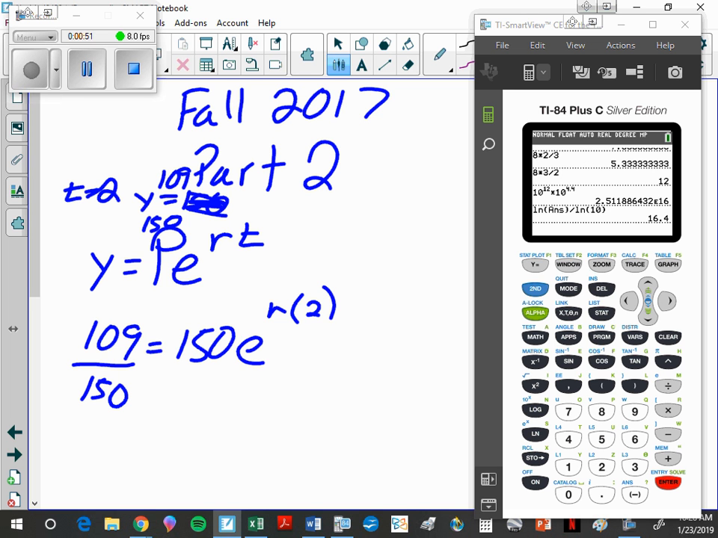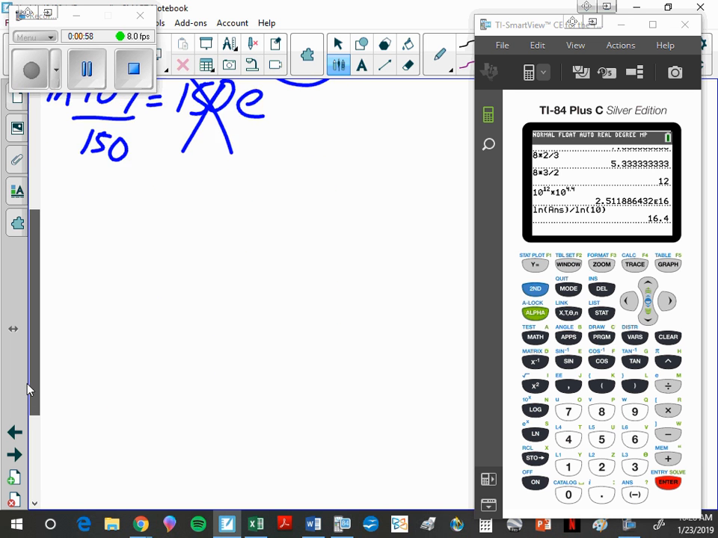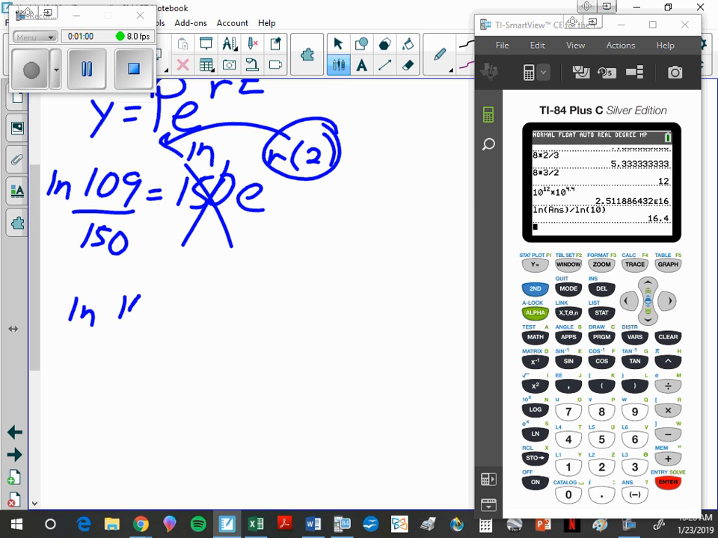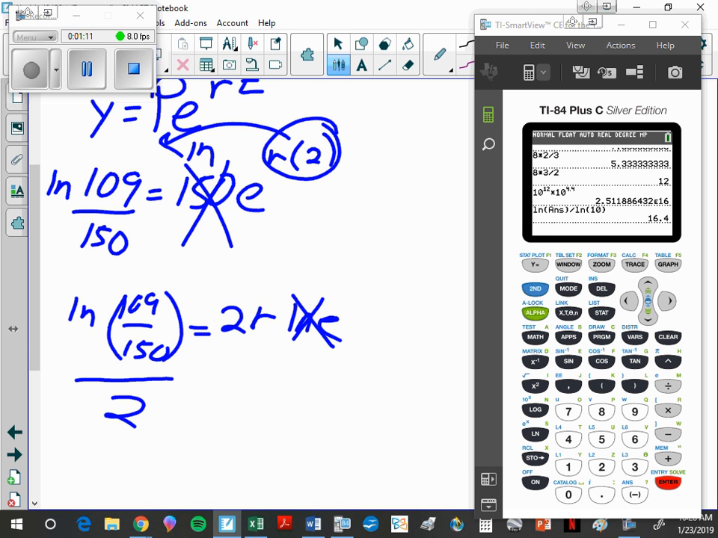So I'm going to divide by 150 and then ln both sides and drop the 2r. So I get the ln of 109 over 150 is equal to 2r times the ln of e. That cancels, and then I just divide this by 2. So the ln of 109 divided by 150, and then we divide that by 2.